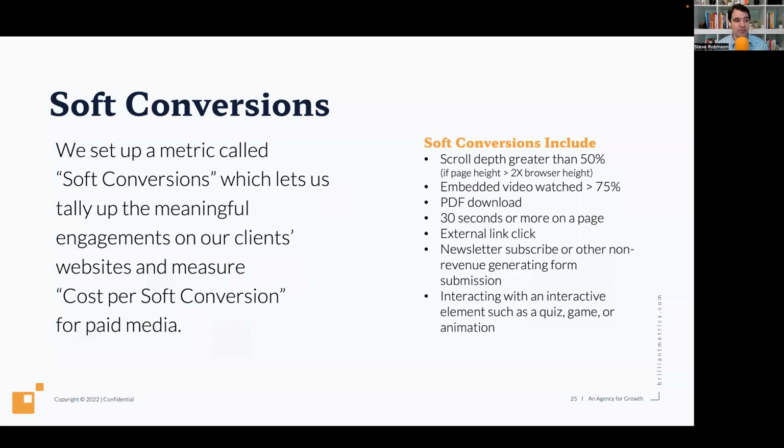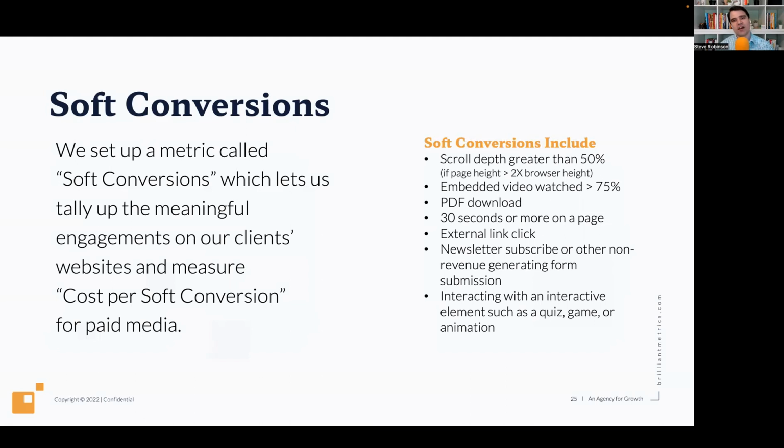They're things like scroll depth greater than 50%, or if somebody downloads a PDF, somebody filling out a form or a newsletter subscribe, where that's not directly leading to revenue, but that form gets us a new subscriber. It gets us identifying somebody in our marketing automation system. It's a good thing that happened, something we want to track, but not necessarily a conversion.